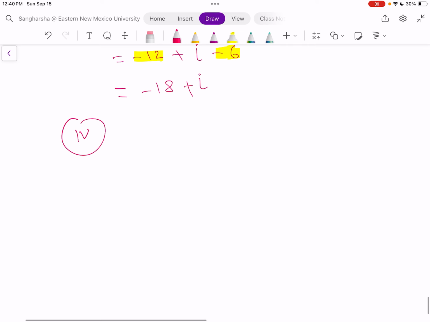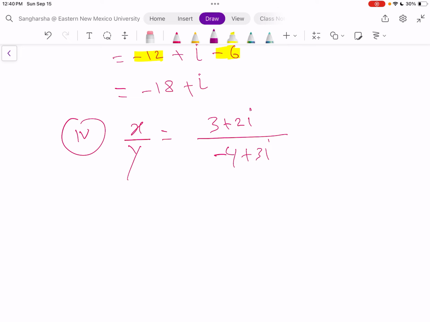In part 4, we are asked to find x over y. So we substitute x, 3 plus 2i, and we have negative 4 plus 3i. So this is a complex number divided by a complex number. Whenever you have a complex number divided by a complex number, dividing means you are changing the complex number in the denominator into a real number. You can't have a complex number in the denominator. You always need to get rid of the complex number from the denominator.